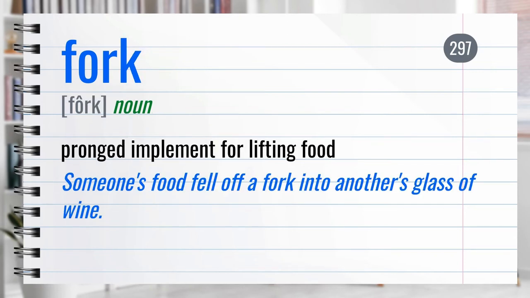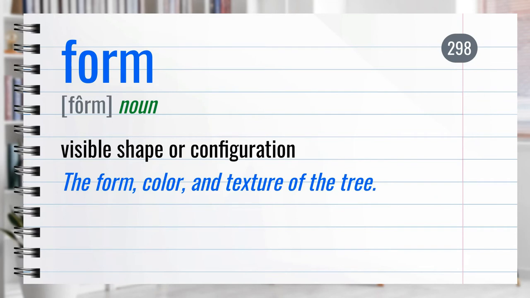Fork. Fork means pronged implement for lifting food. For example, someone's food fell off a fork into another's glass of wine. Form. Form means visible shape or configuration. For example, the form, color, and texture of the tree.